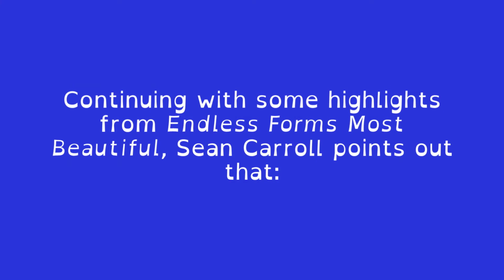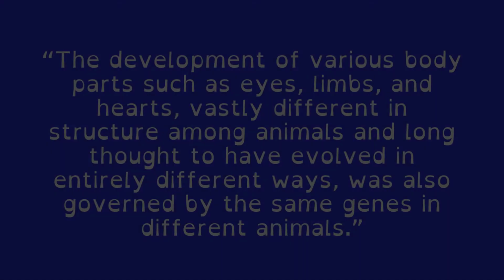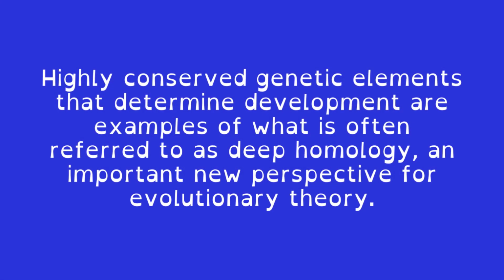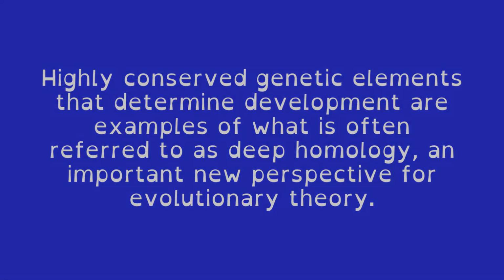Continuing with some highlights from Endless Forms Most Beautiful, Sean Carroll points out that the development of various body parts, such as eyes, limbs, and hearts, vastly different in structure among animals and long thought to have evolved in entirely different ways, was also governed by the same genes in different animals. Highly conserved genetic elements that determine development are examples of what is often referred to as deep homology, an important new perspective for evolutionary theory.